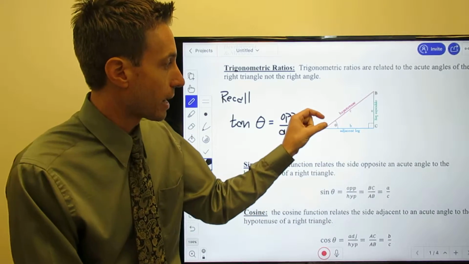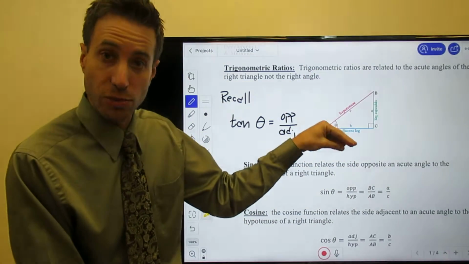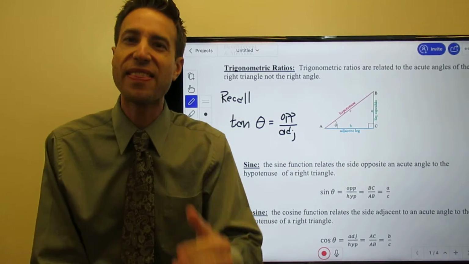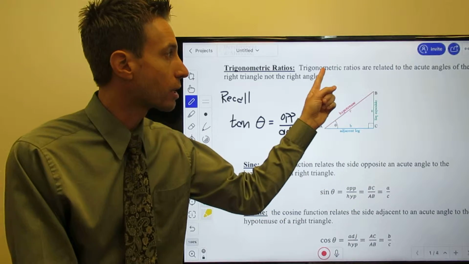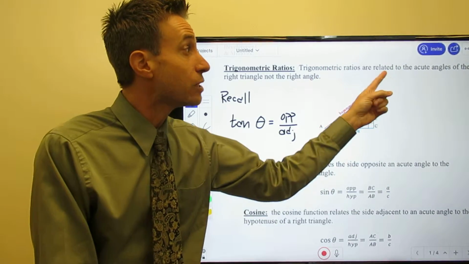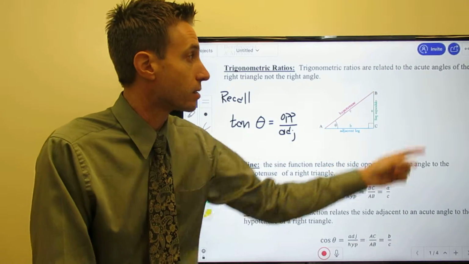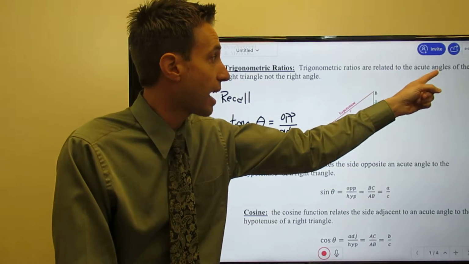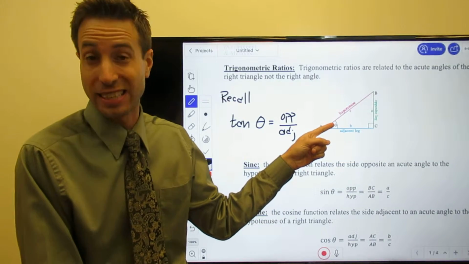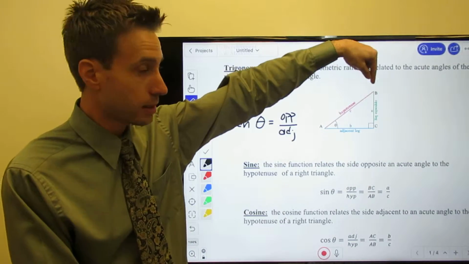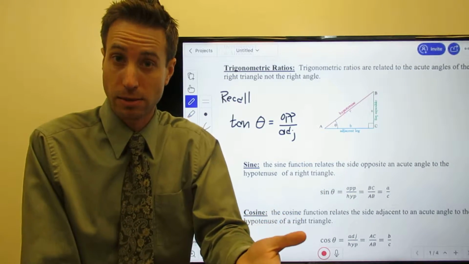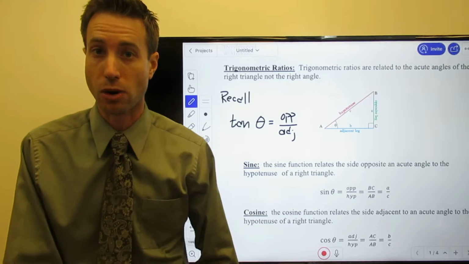Depending on how big or small that angle is will determine the ratio of the opposite over the adjacent. And that's the point of the trig functions. Trigonometric ratios: the ratio of the sides of a right triangle depends on the acute angles of the right triangle. So this angle, or this angle, we just happen to be doing theta, determines the ratio of the sides of the triangle.